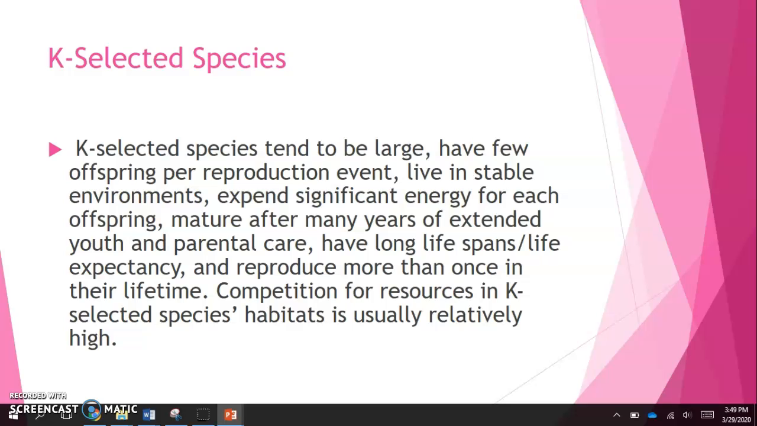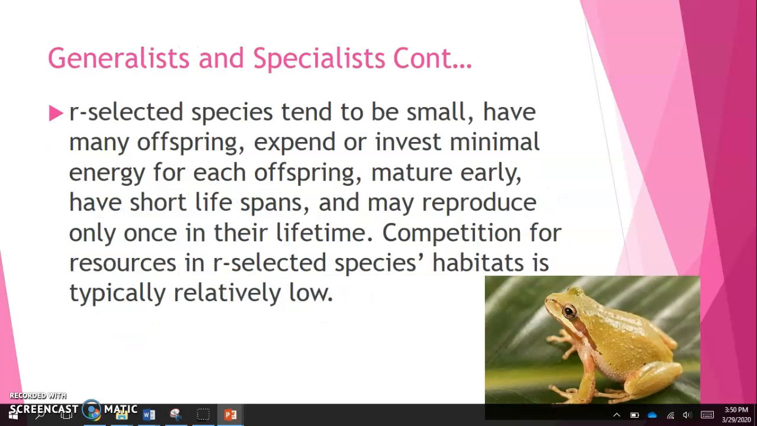But now competition for those resources in a K-selected species' habitat is usually high. R-selected species tend to be smaller. They have a lot of offspring at once. So think about things like frogs and fish that lay a bunch of eggs and then just leave. They don't really stay around to see how the offspring do. They don't really invest a lot of energy into their children.